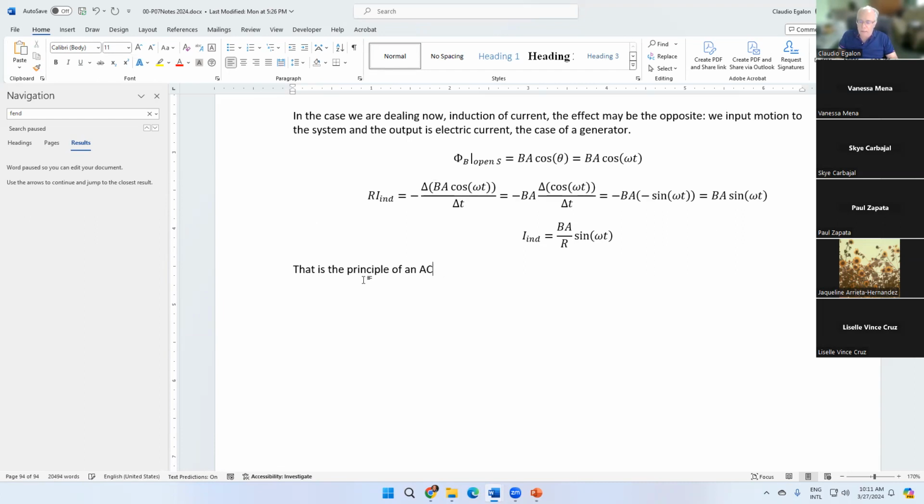A current that changes in a sinusoidal fashion.